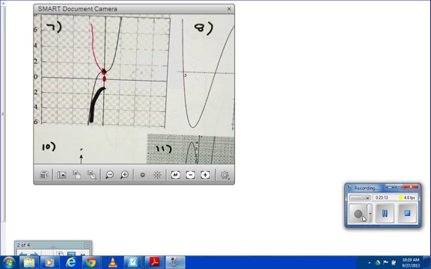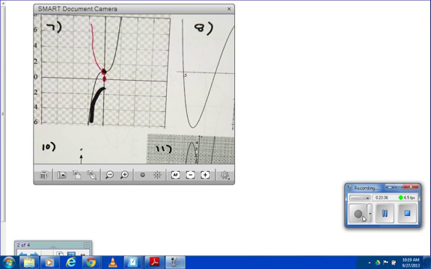9 is neither. 10 is even. 11, this one's a little challenging. That's odd. Very good. Are y'all starting to see odd functions really well now? And just the more you see them, the better you can really recognize them. 12 is odd. 13 is odd. 14, neither.